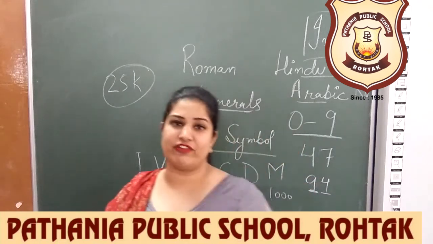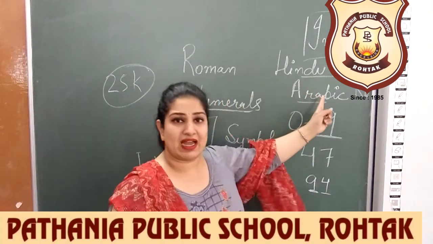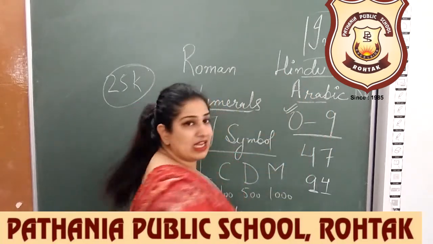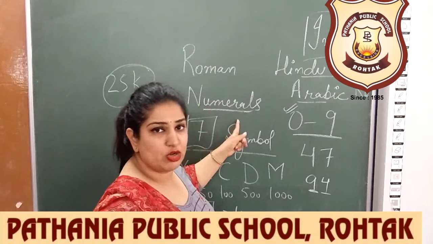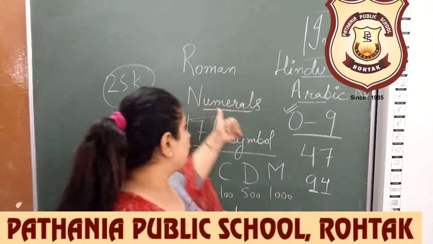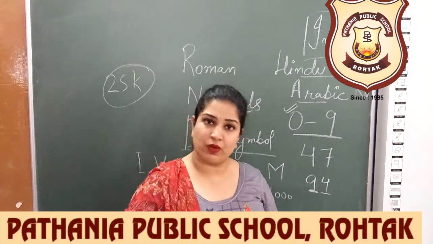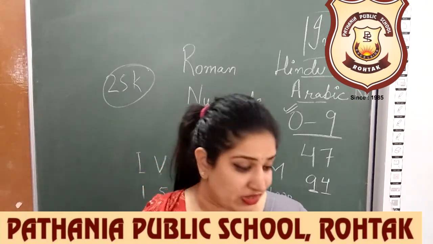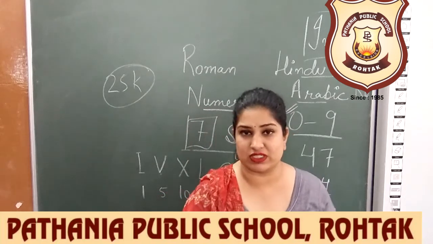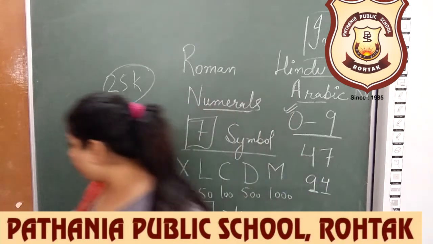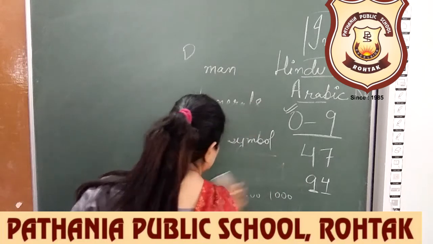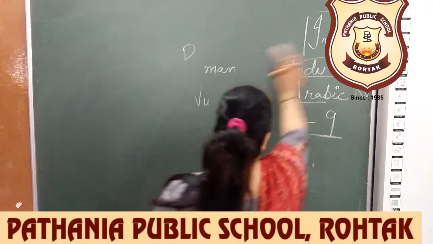So Romans are using 7 symbols, and in Hindu-Arabic there are 10 symbols, 0 to 9. There is only one difference between Roman numerals and Hindu-Arabic. In Hindu-Arabic, 0 is there, but Roman numerals directly start from 1. Now, there are a few rules of writing Roman numerals, and I am telling you those rules.